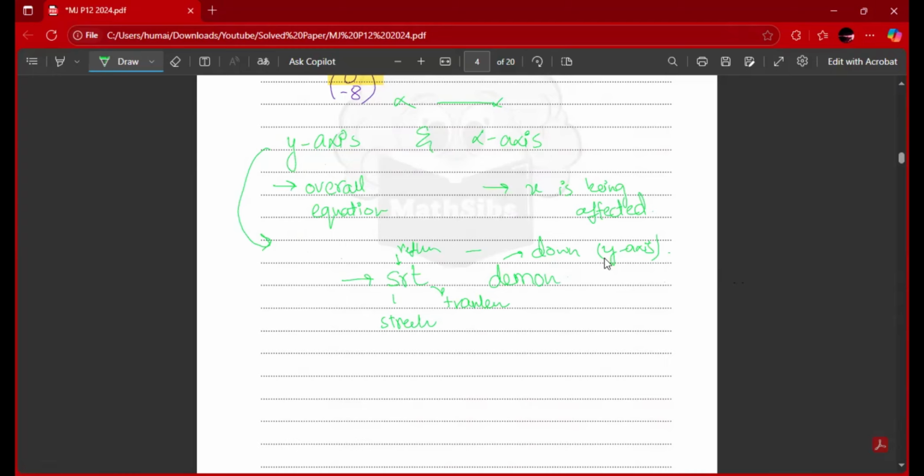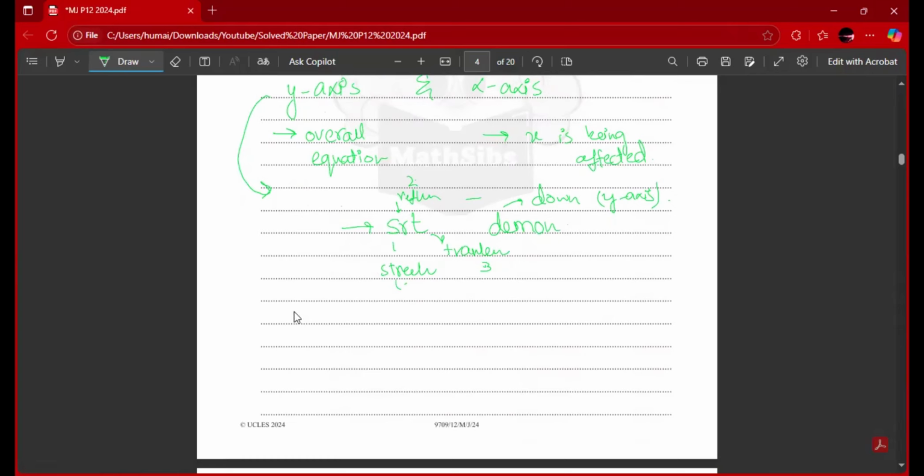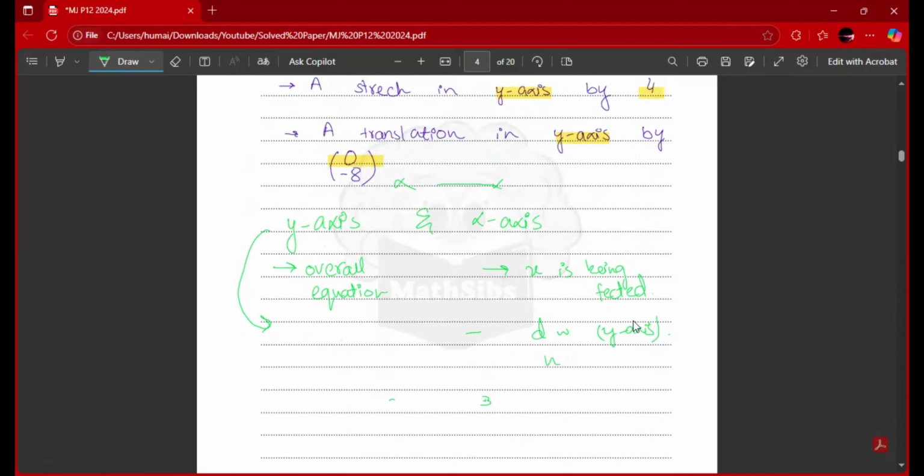So we do that first. Similarly for the x-axis, it is the inverse of this: first translate, reflect, and then stretch. For the x-axis we go 1, 2, 3, and for the y-axis we go 3, 2, 1. I hope it's clear. So let's see the equation.